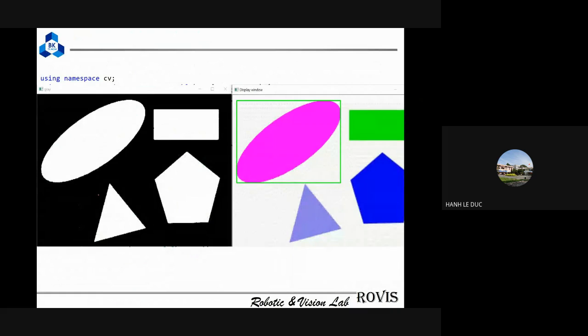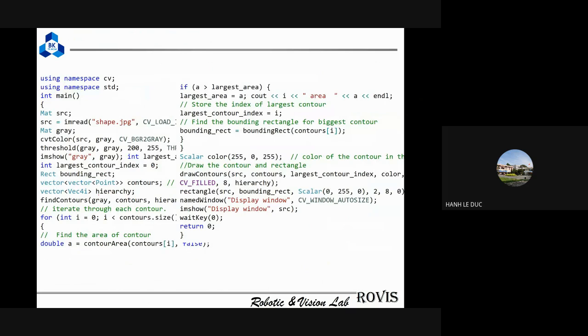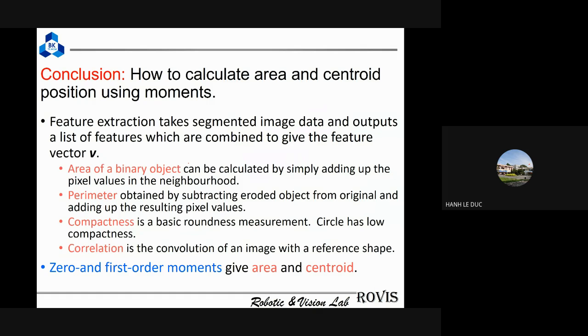And this is another example. In this picture, I will just recognize the biggest blob. So the procedure is similar. Find all contours in the image, and then calculate all the areas, and then just pick the largest one.